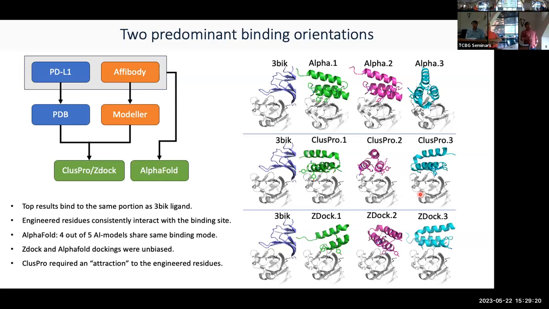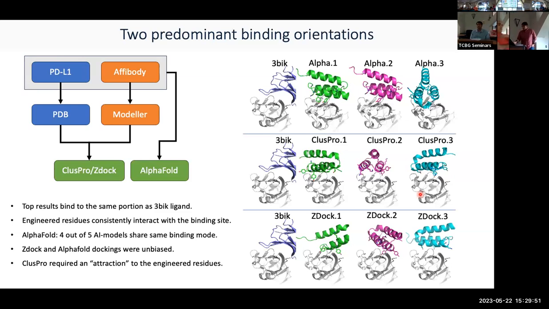So they all generated mostly just two different orientations, which I call perpendicular. PDL1 is here. This is one of the crystals of PDL1. So there are two major orientations: this one I call perpendicular, and this one I call parallel.